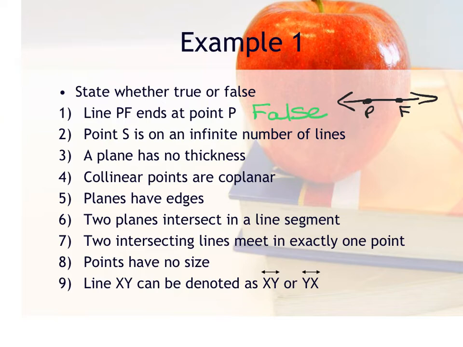Point S is on an infinite number of lines. That is true. Now, technically, if I draw point S here and you start drawing some lines through it, you're thinking, oh, that's no way an infinite number. But remember, it can go out in different dimensions. So it has an infinite number of lines that will go through that single point S, and that is true.